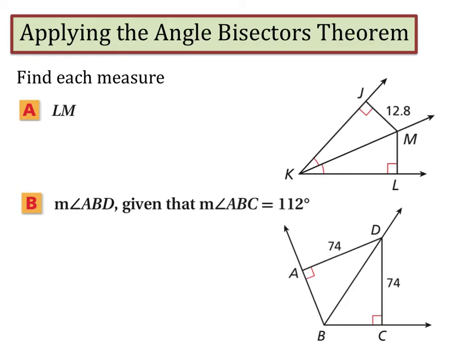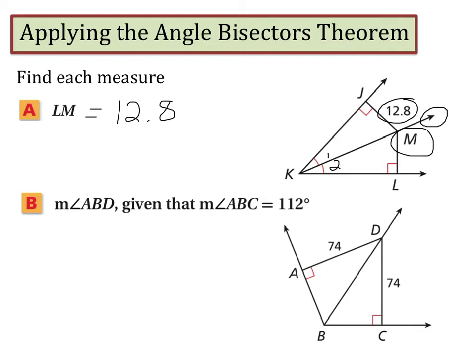Let's apply the angle bisector theorem to find the measures of length LM and to find the measure of angle ABD. So we know that this ray right here is an angle bisector because angle 1 and angle 2 are congruent. So if they are an angle bisector and these angles are congruent, then we know this length right here has to be congruent to this length. So we say LM is congruent to JM, which is equal to 12.8.